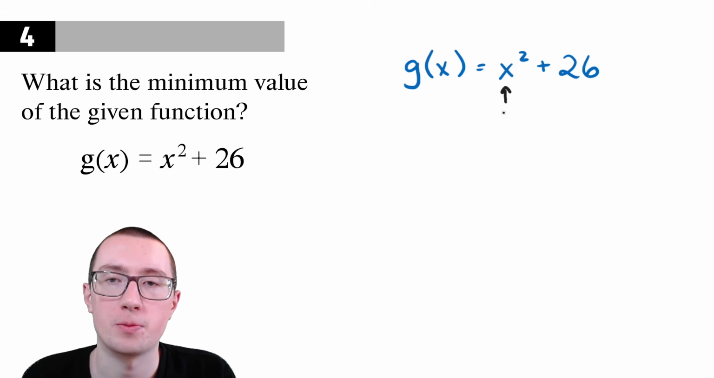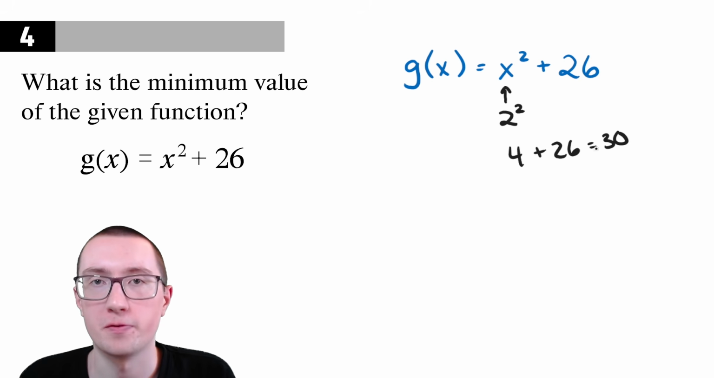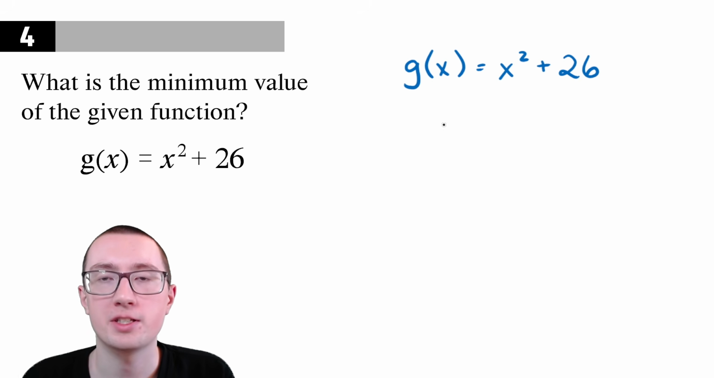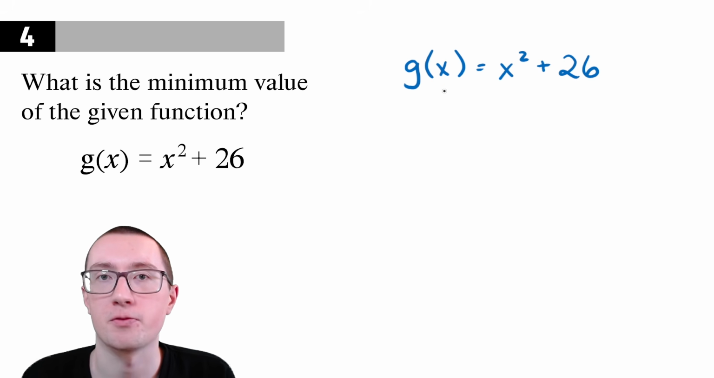So for example, if I wanted to plug in 2 for x, well then I would get 2 squared, which is 4, plus 26 is 30. So the value of the function would be 30. So the question is asking what is the minimum value, which is basically what is the smallest value that we can possibly get from this function.